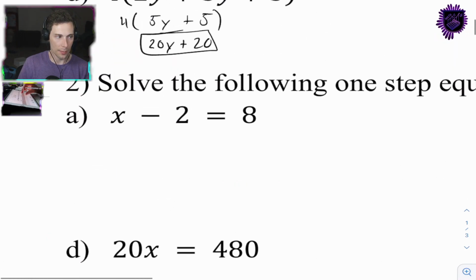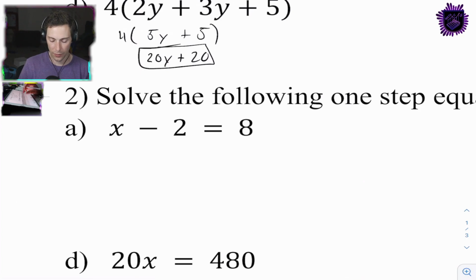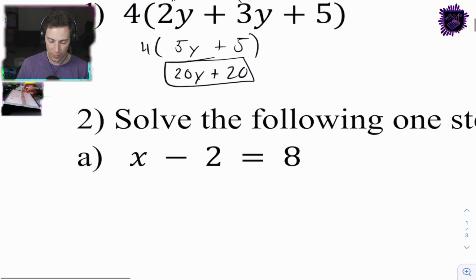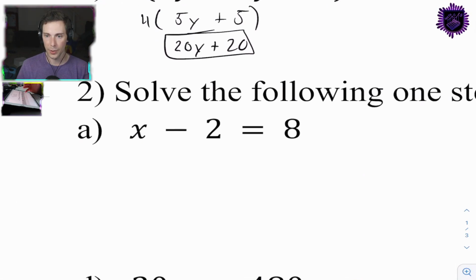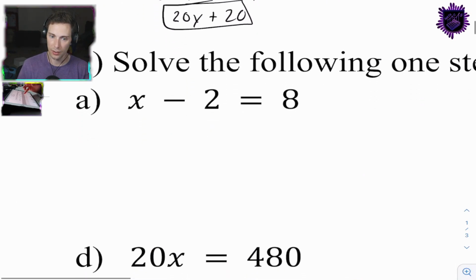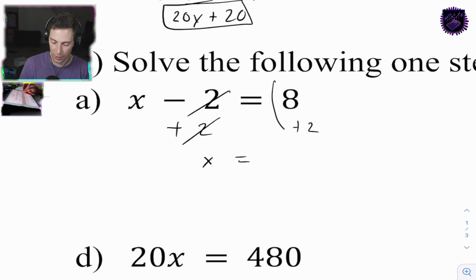Solving one-step equations. These are the ones we've been practicing for a while. Isolate the variable by doing the inverse operation at the same amplitude, the same value. So minus 2, plus 2. Do it to both sides. This side, minus 2 plus 2 cancel out, leaving us with x is equal to 8 plus 2, which is x is equal to 10.